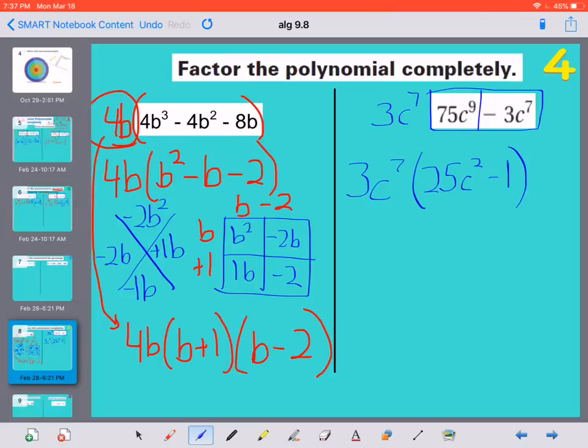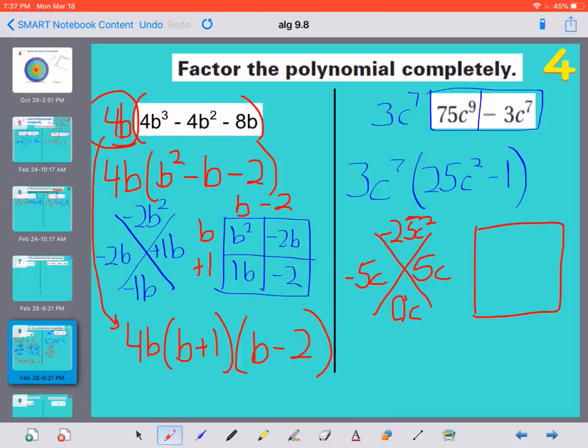So let's see if I can factor this. I'm going to draw the diamond. I'll get negative 25c squared. B I don't have, so it'll be a 0c. Now it looks like I can get a negative 5c and a positive 5c to factor out into that. So I have 25 and negative 1, negative 5c, and positive 5c.